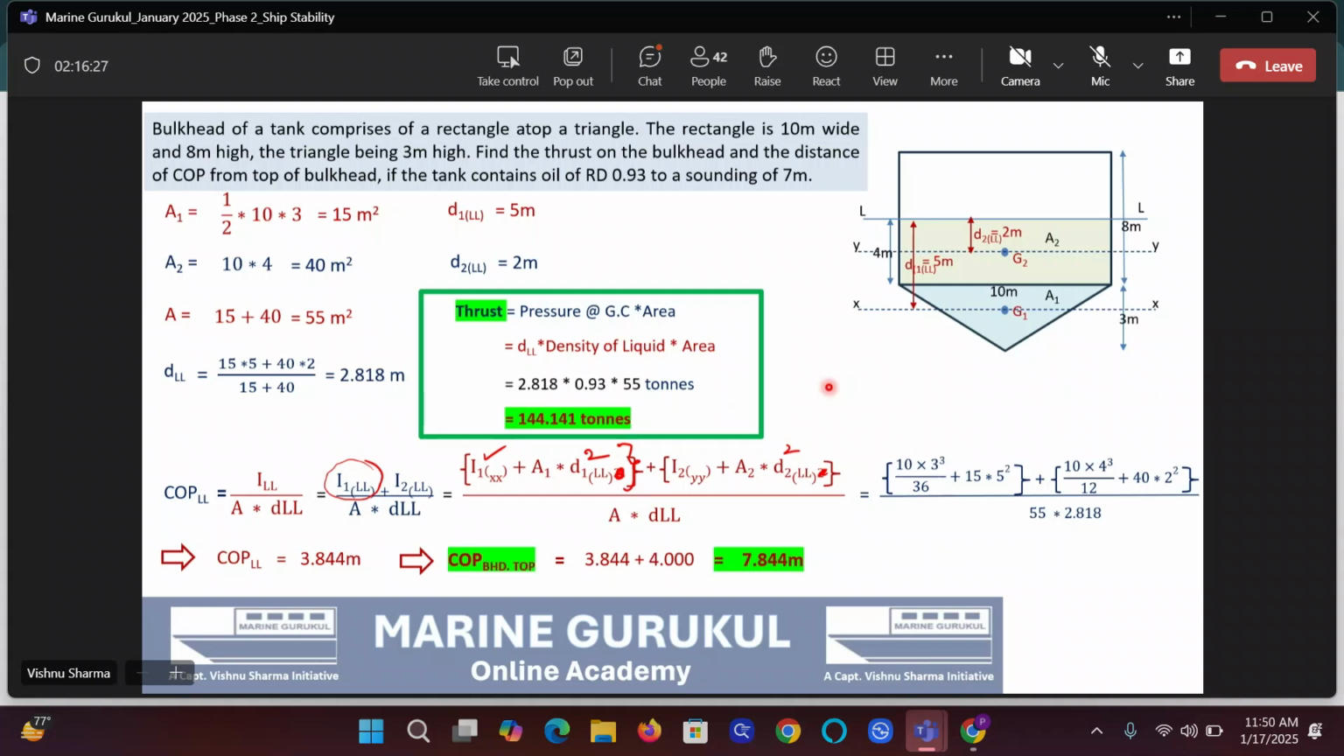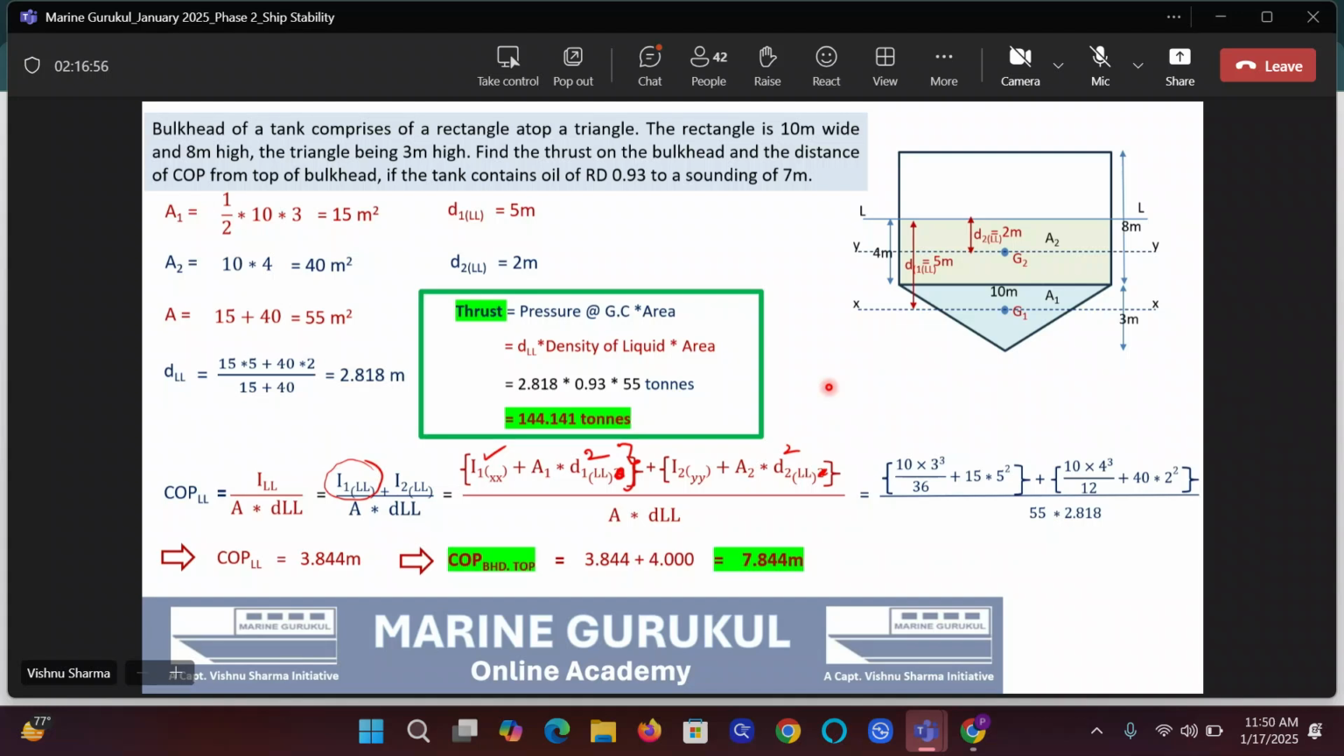Are these 3 questions clear to everybody, class? So first question, simple: full bulkhead immersed, single shape. Second question: single shape, part bulkhead immersed. Third question: combination of shapes, so moment of inertia could also be added. There's no problem at all.